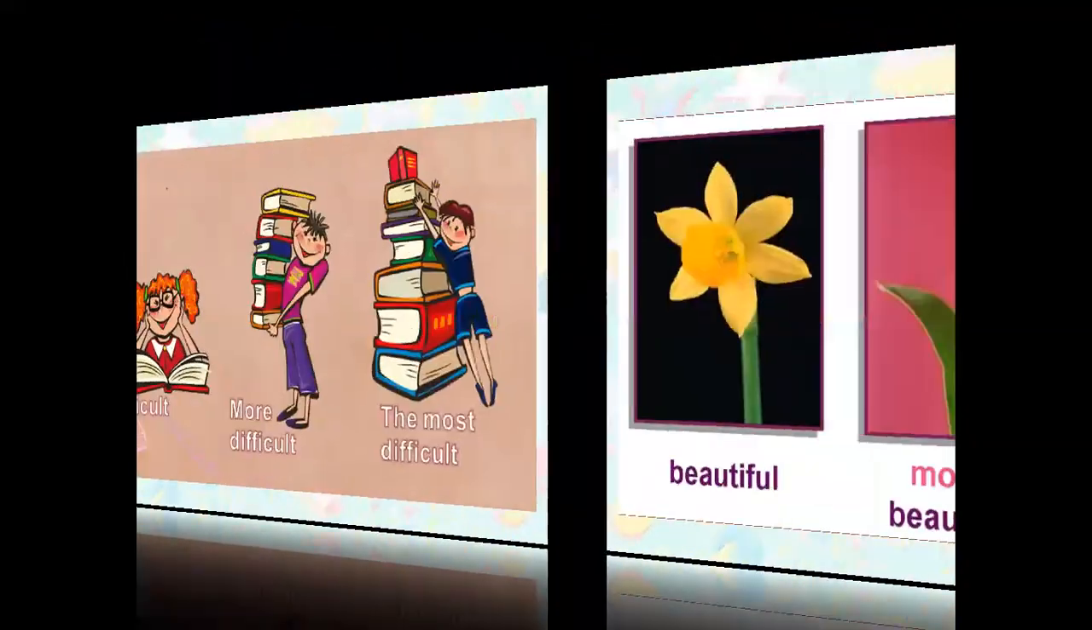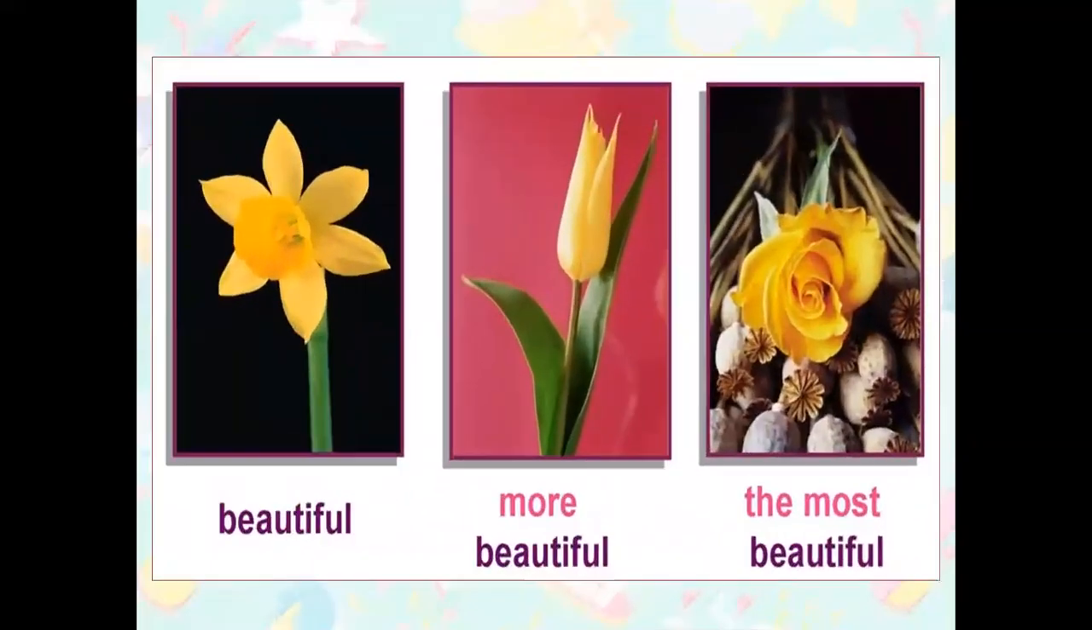Now let's see one more example here. Beautiful. Now we will add here more for the comparative degree of an adjective. More beautiful. And then for the superlative degree of an adjective, we add here the most, right? So it becomes the most beautiful.